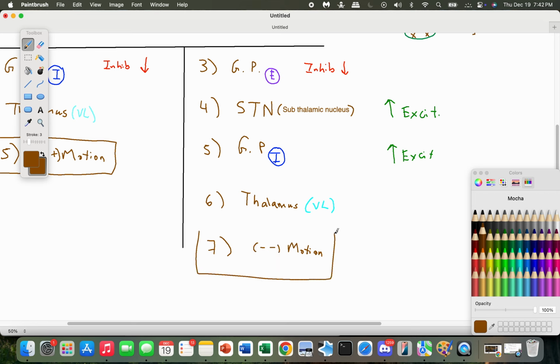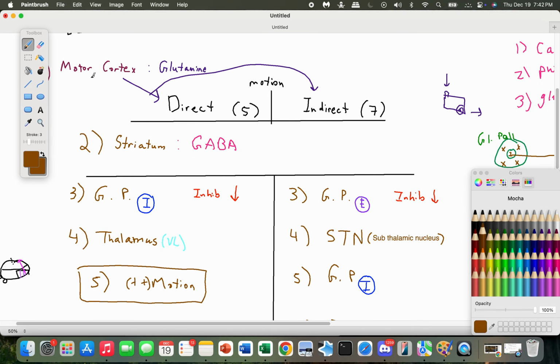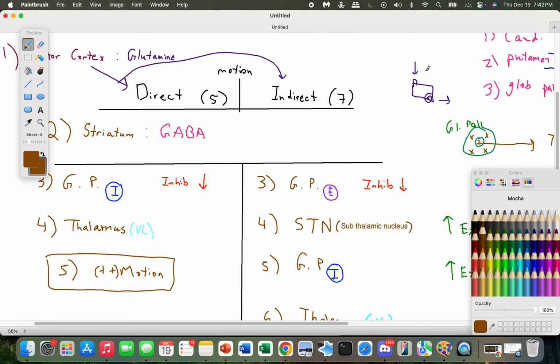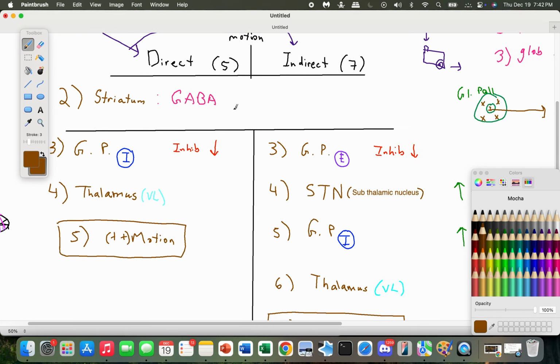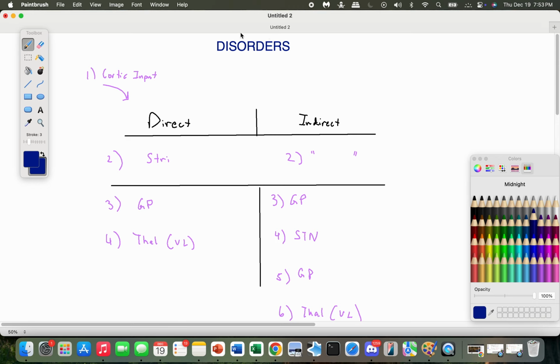And there you go. That is direct and indirect pathways and how you can remember them. Again, let's try to make sure we keep that key engine analogy in mind, and it will make it so much easier as you go through it. In this section of the video, I want to talk about the disorders associated with the basal ganglia. So there are three major disorders that we're responsible for knowing. That would be Parkinson's, Huntington's, and hemiballismus.